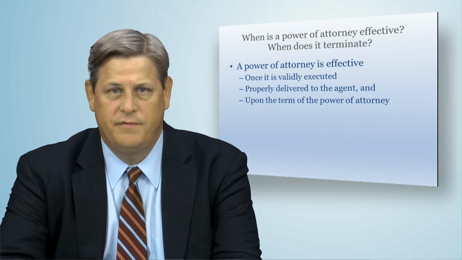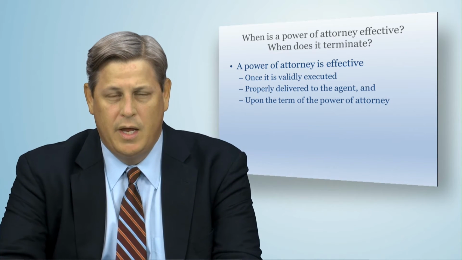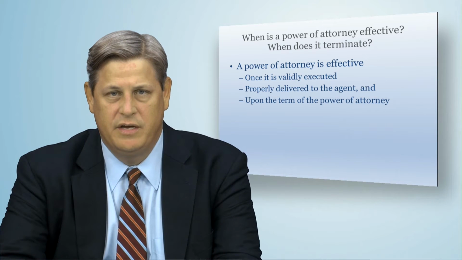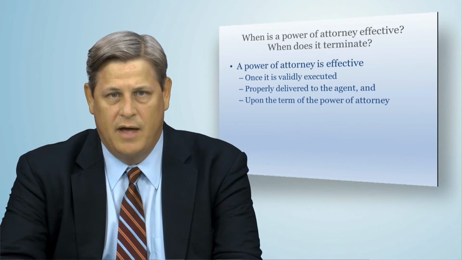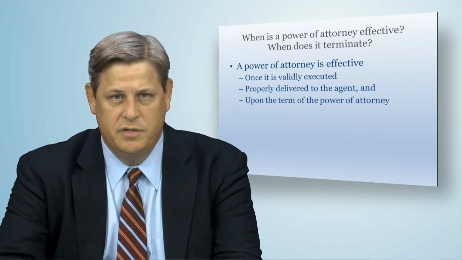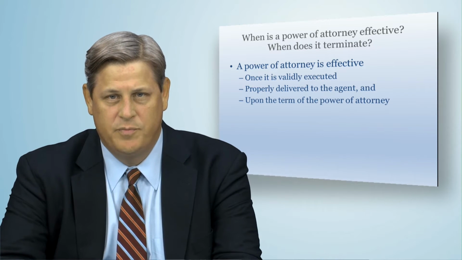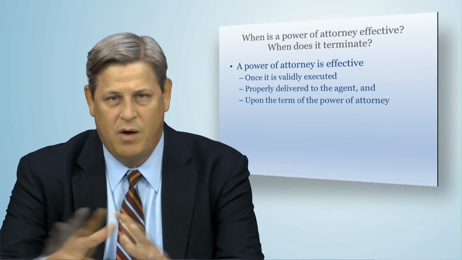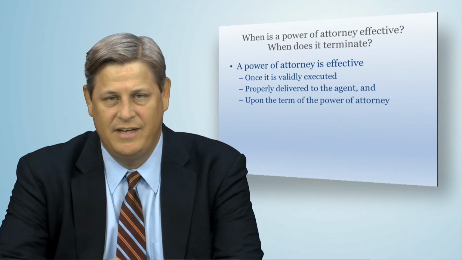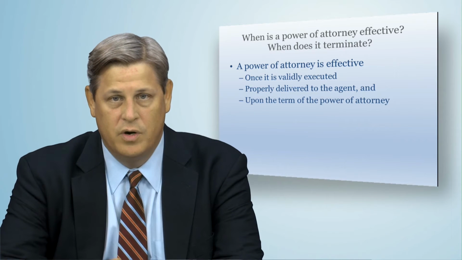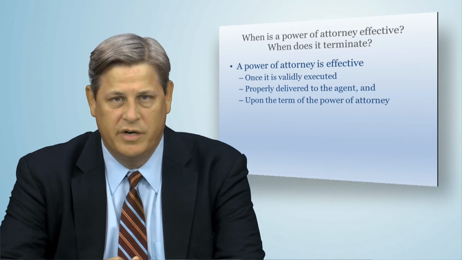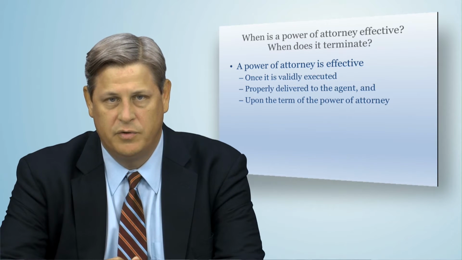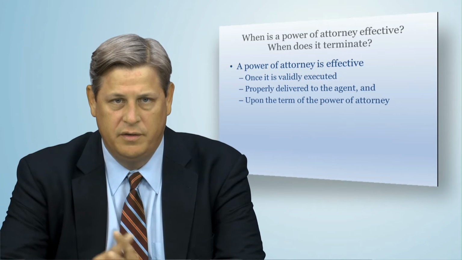When is the power of attorney effective and when does it terminate? Another important issue to be taking a look at when you are faced with reviewing a power of attorney. The power of attorney becomes effective upon it being validly executed, delivered to the agent, and upon the term of the power of attorney. Now what that means is powers of attorney can dictate the time limitation. It may be for a period of time not to exceed 1 year. Once that 1 year expires from the date that it was executed and delivered, then the power of attorney is no longer effective.